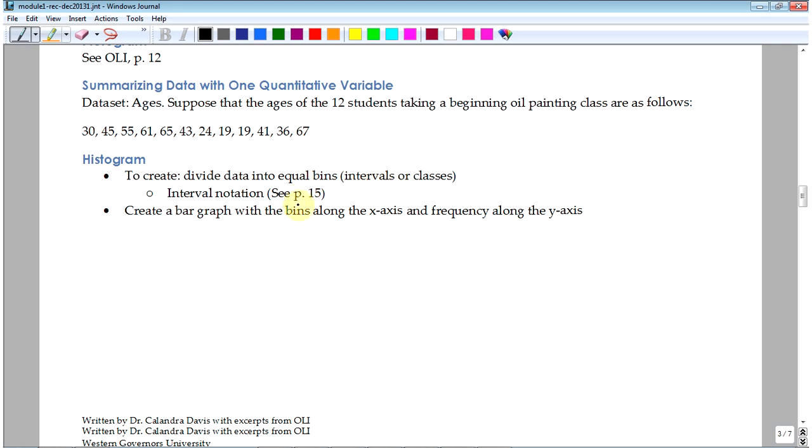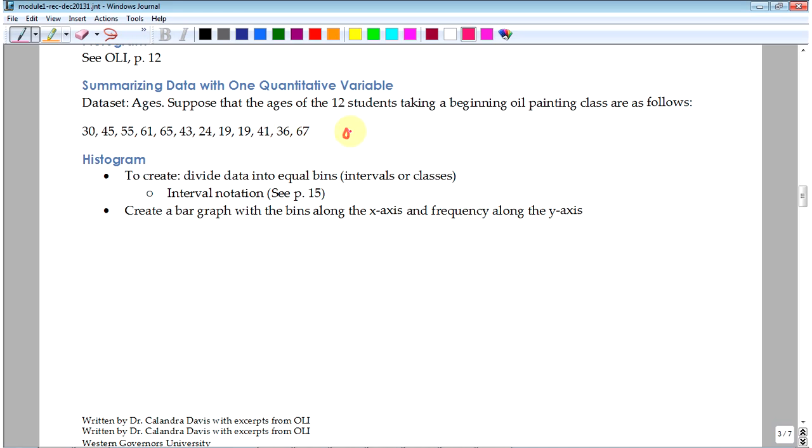You can take a look at page 15 in the Open Learning Initiative. I'll also give you a very brief overview when we go through this example. Once we have the bins created, we're going to create a bar graph with the bins along the x-axis and frequency along the y-axis. Okay, so first thing I'm going to do is to define my bins or my intervals.